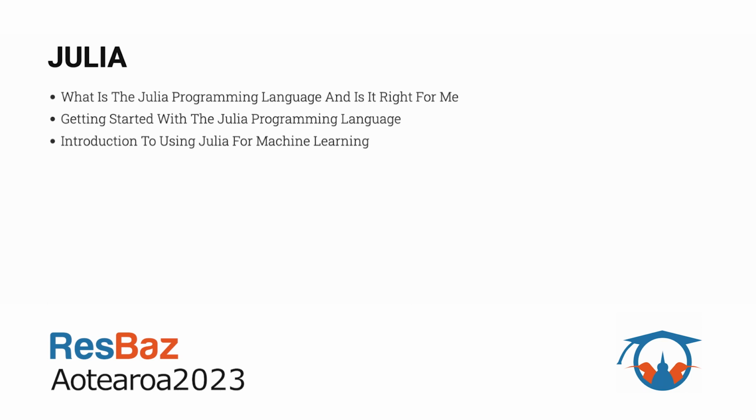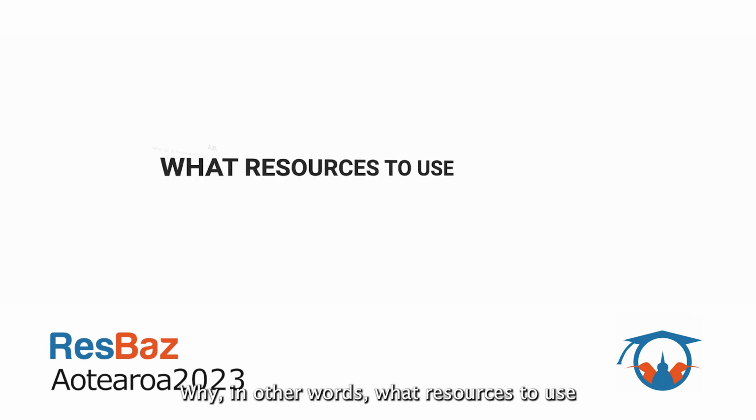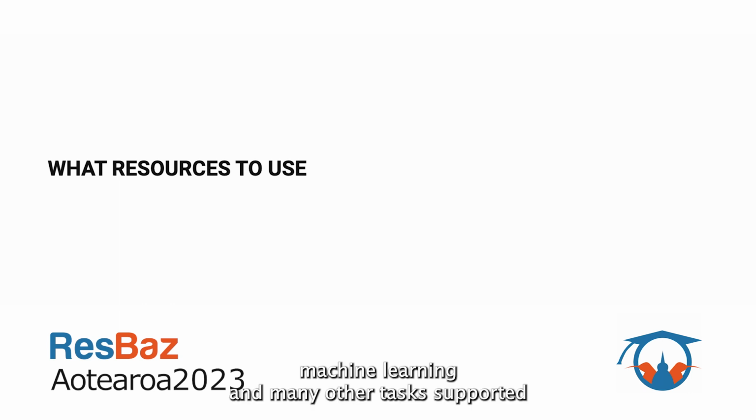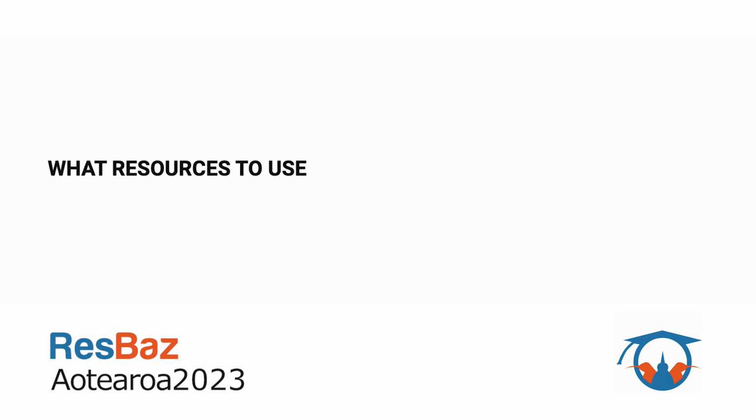So, we just talked about programming languages and machine learning, and we have looked at what can be done with research computing. Let's shift the focus to how to apply what we just talked about, or in other words, what resources to use. Machine learning and many other tasks supported by programming require heaps of processing power. Power that your laptop or desktop maybe isn't able to provide. You might need something more beefy.